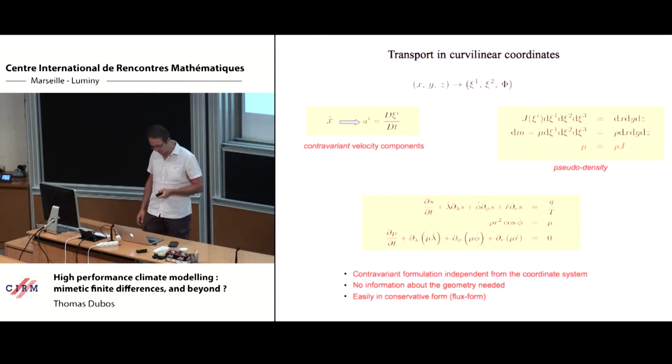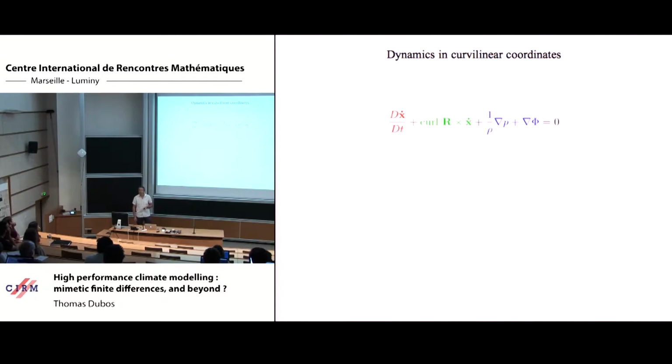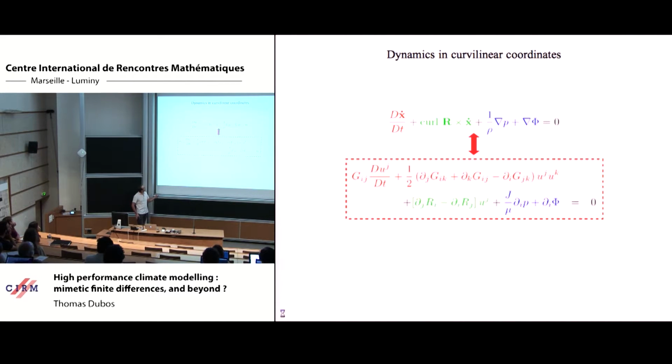Where you do see the coordinate system is in the dynamics. In the momentum equation, you have to take into account this metric tensor, right? The metric tensor tells you the distances between neighboring points, and only the dynamics really need to know about that. So you have nice Christoffel symbols all over the place, and the rest doesn't change too much.